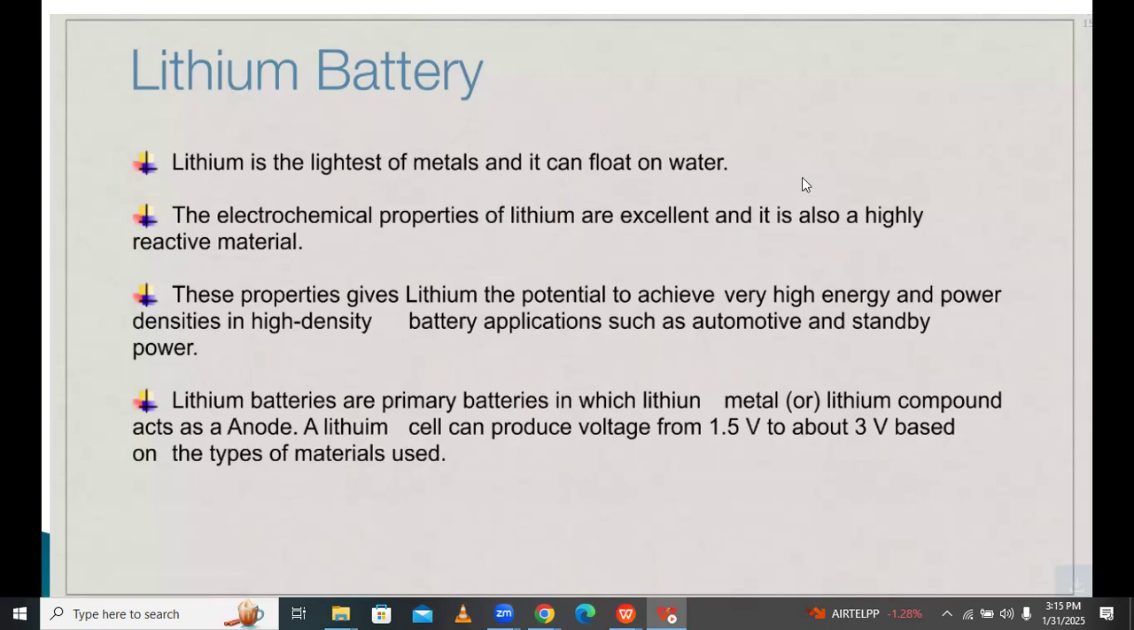The electrochemical properties of lithium are excellent. That's why lithium can be used in mobile batteries. These properties give lithium the potential to achieve very high energy. The energy density of lithium ion batteries is very high compared to other batteries. So that's why the efficiency of the battery is very high. Lithium ion batteries are secondary batteries in which lithium metal compounds are used.